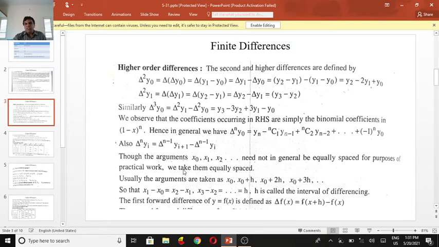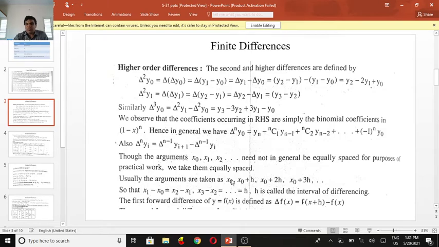Throughout this argument, x0, x1, x2 and so on need not in general be equally spaced. For the purpose of practical work, we take them as equally spaced, usually with the argument starting at x0.